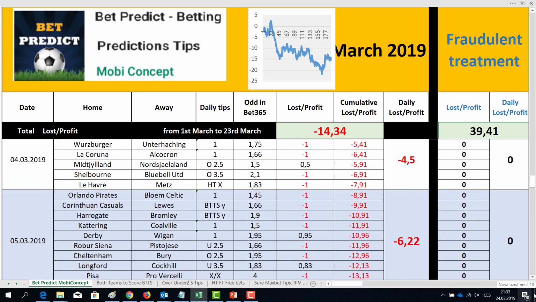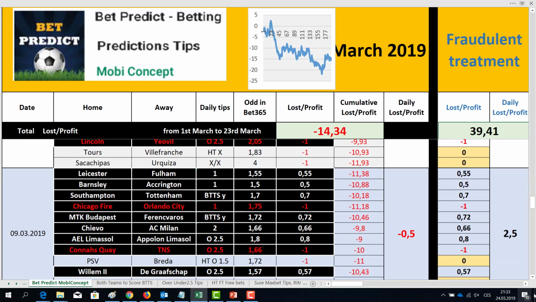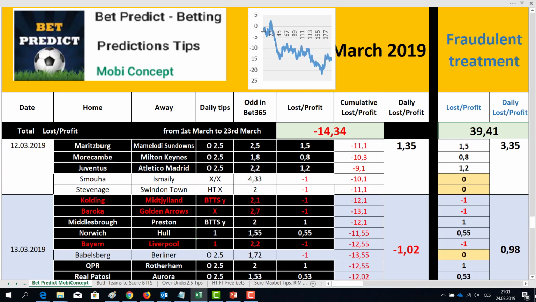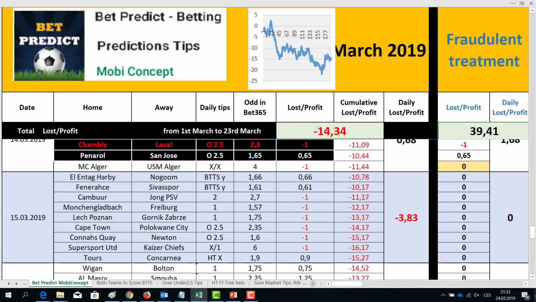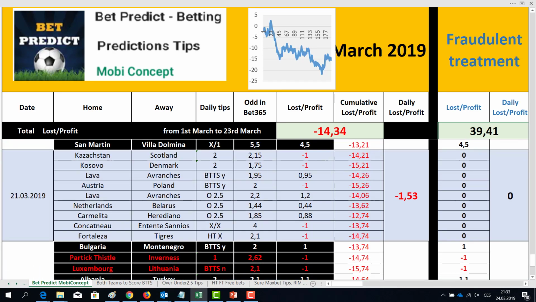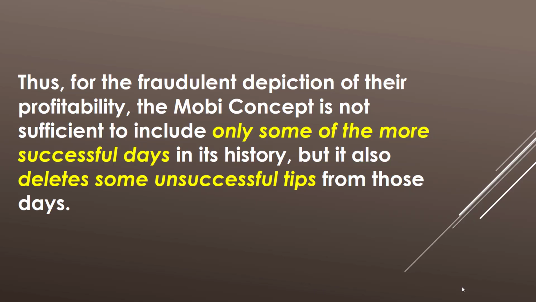We highlighted in yellow similarly all missed losses in all cells of the penultimate column. You will notice that this fraudulent procedure would make this application profitable every day in March, so we cannot be surprised that there was such a big difference between a real loss of minus 14.34 and a tremendous huge profit of 39.41. Thus, for the fraudulent depiction of profitability, Mobi Concept does not find it sufficient to include only some of the more successful days in its history, but it also deletes some unsuccessful tips from those days.